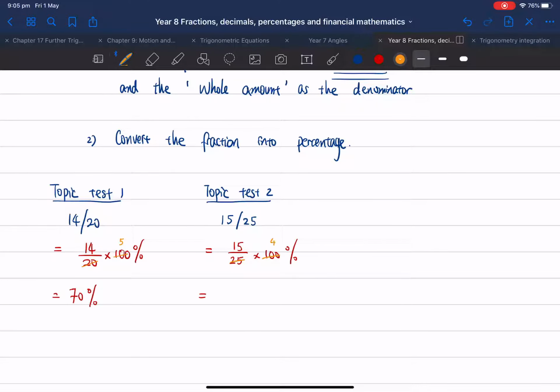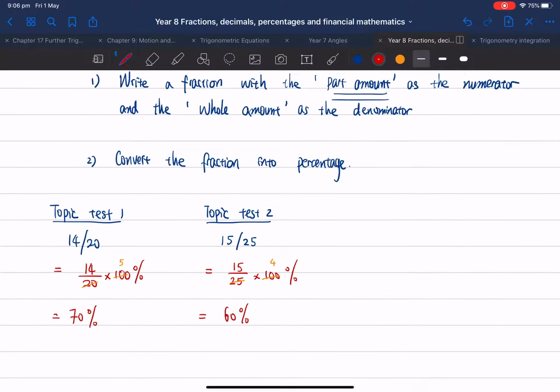So 100 divided by 25 is 4. So we times 4 by 15 here. That gives you 60%. Okay, so 15 out of 25 is the equivalent to 60%. So that just means 15 out of 25 is slightly lower than 14 out of 20. All right, so now you can make an easy comparison between the marks or between each student.